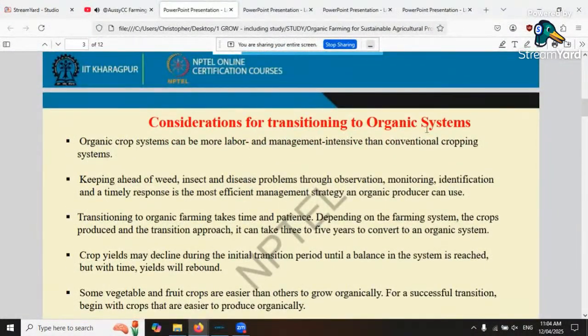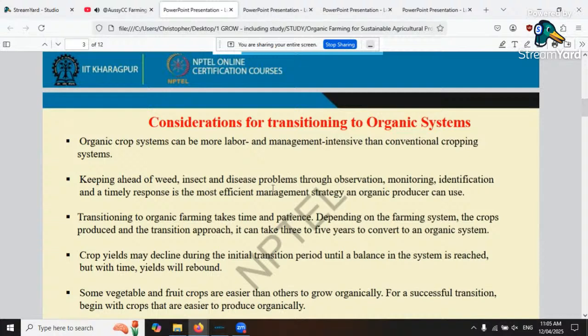So, considerations for transitioning to organic systems. Organic systems can be more laborious. Yes, that's the only thing. It's just a lot more labor intensive. So if you've got a bit of anxiety like me, it's perfect. Considerations: keeping ahead of weeds and disease. That's one of the problems that can be challenging. So you've got to have your IPM intact and good tools on hand, different organic sprays that you can use, different biological weapons, biological pesticides, biological insecticides, and then it's no worries.